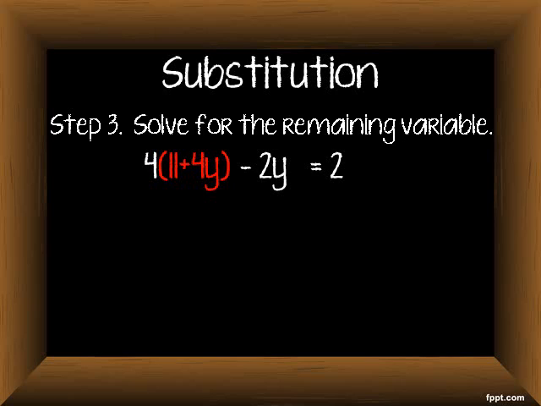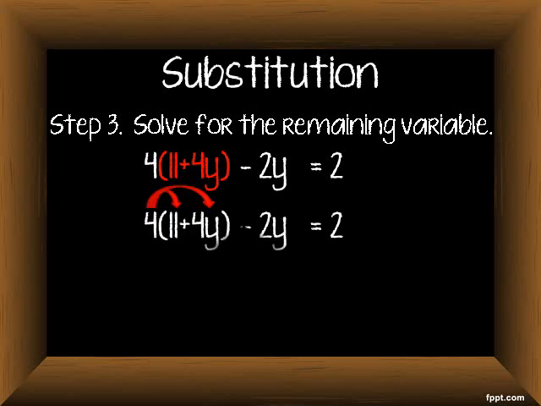Now we have a regular equation that we're used to solving, and we have one variable to solve for, y. My first step is going to be to distribute this 4, and we're going to distribute it to the 11, and we're going to distribute it to the 4y. So 4 times 11 is 44. 4 times 4y is 16y. And then we simply rewrite minus 2y equals 2.